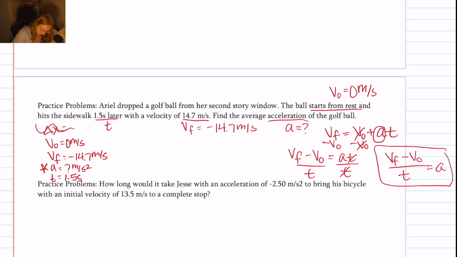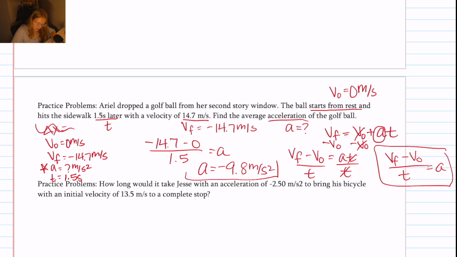Okay, but let me plug in my numbers so I have an actual answer. Okay, so let's type that in our calculator. Negative 14.7 divided by 1.5, and then you get negative 9.8.